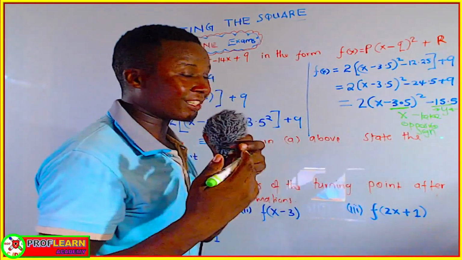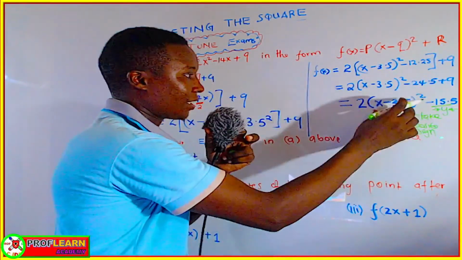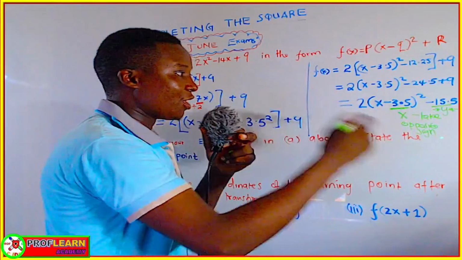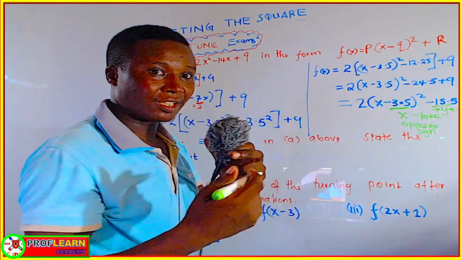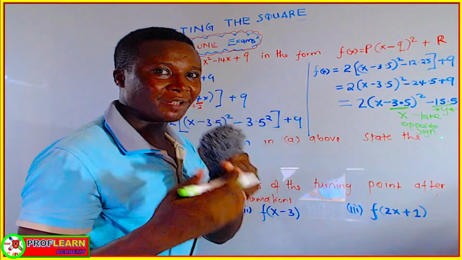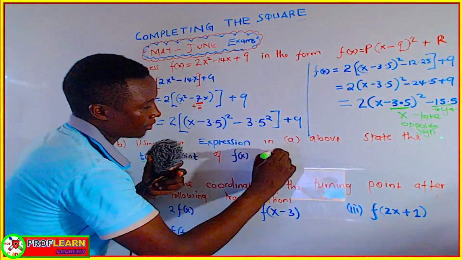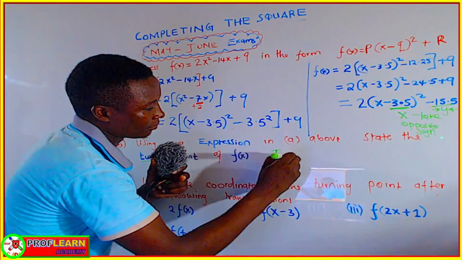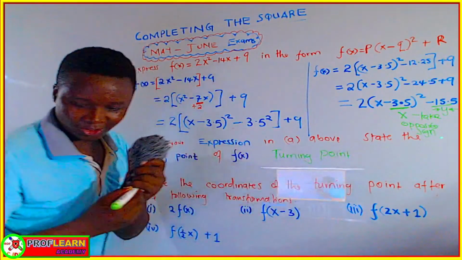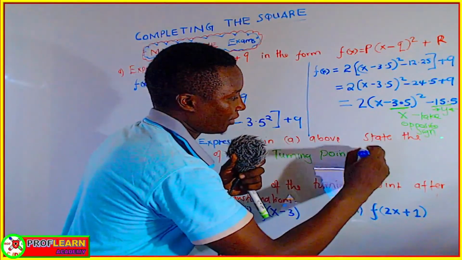So if it's a minus, you take a minus. But on this one, you have to be very careful. If it's a negative, you write positive 3.5, and if it's a positive, you say negative 3.5. Now, in this case, our turning point is going to be what? The turning point here is going to be 3.5.